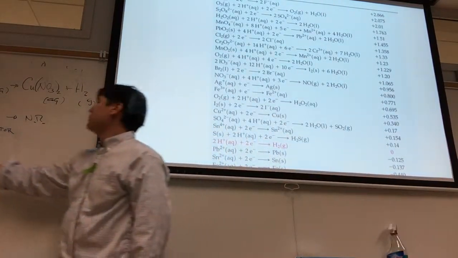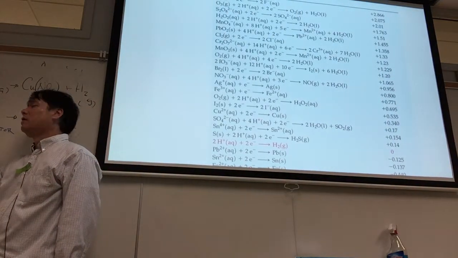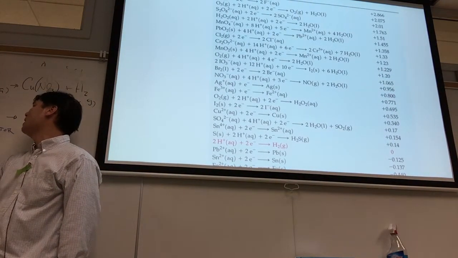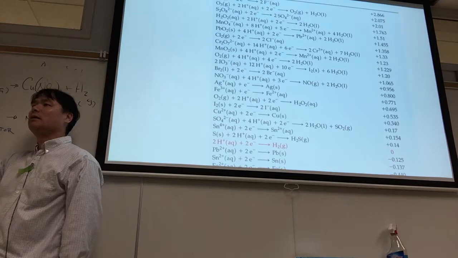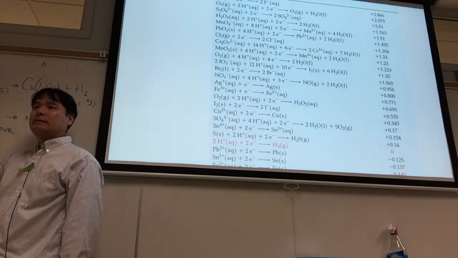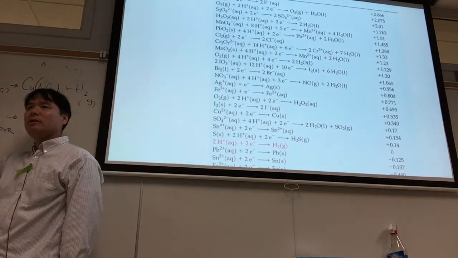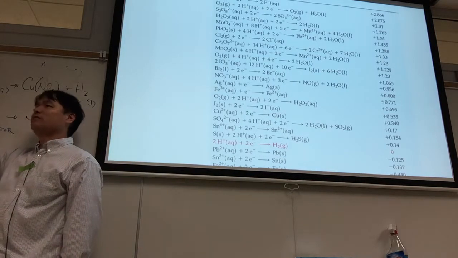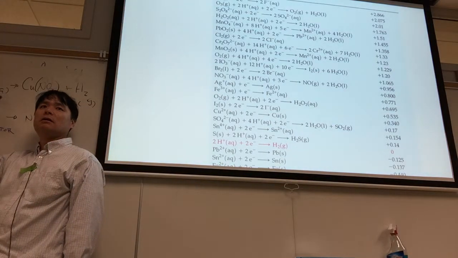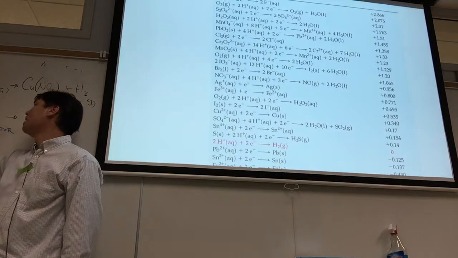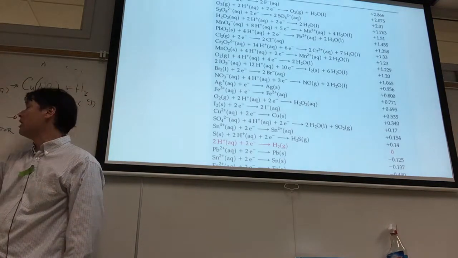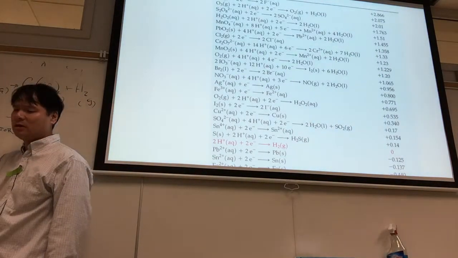So the single replacement format is wrong. The oxidizer shouldn't be H+. The oxidizer should be X. And so this is why the single replacement format fails for this reaction, because we're dealing with what we call an oxidizing acid. An oxidizing acid has an anion that's a more powerful oxidizer than H+.